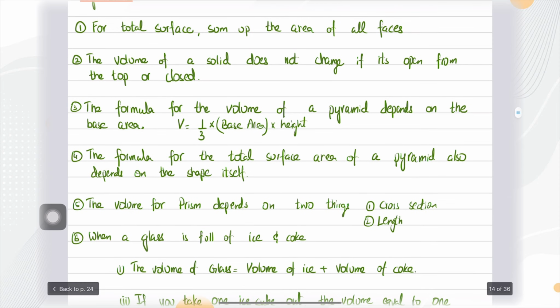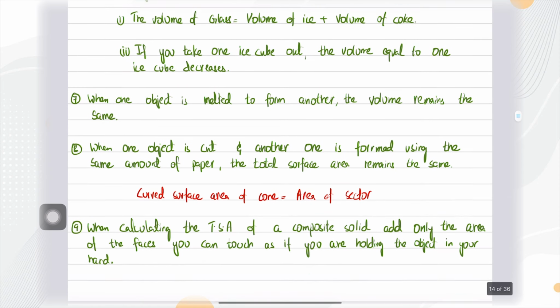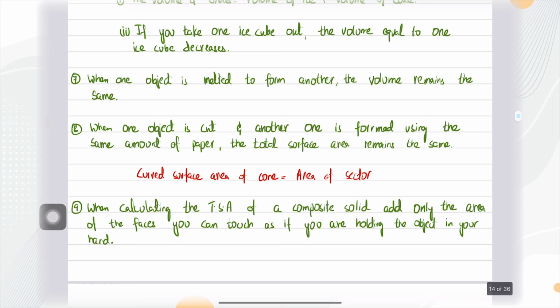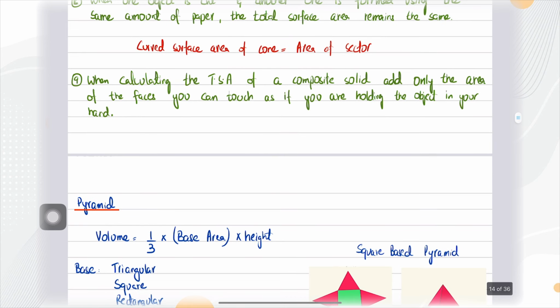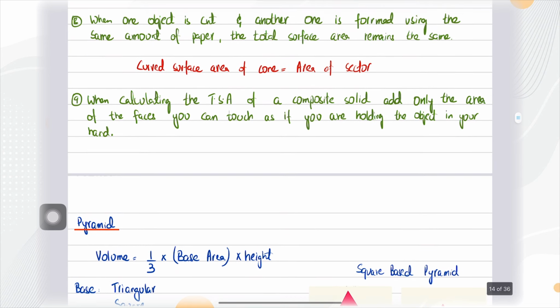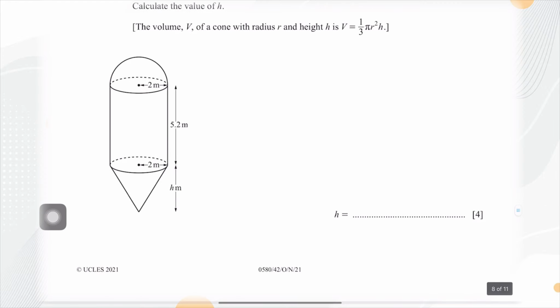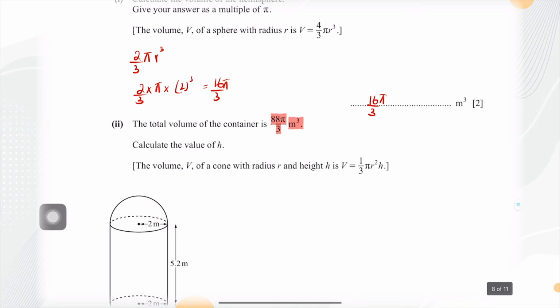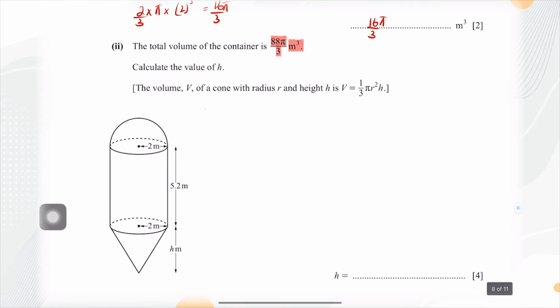I think I've written that here somewhere. I haven't written that for volume, but I mentioned earlier that the formula for volume remains the same. So we start by calculating the volume of a hemisphere. We've already done that here. It's 16 upon 3 pi. And since the volume that's given to you is in terms of pi, I would suggest that you also keep your volume in terms of pi.